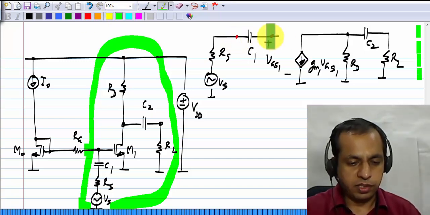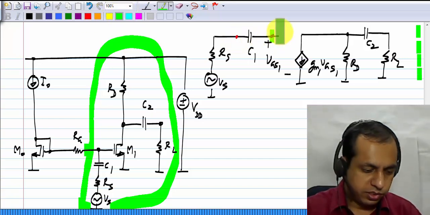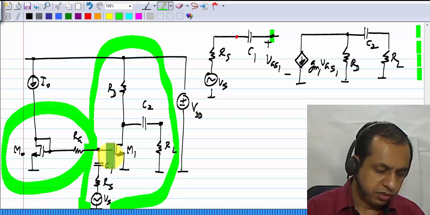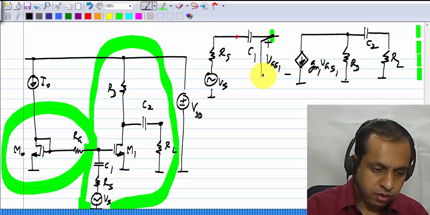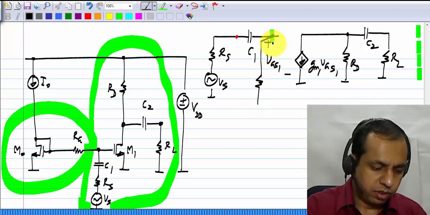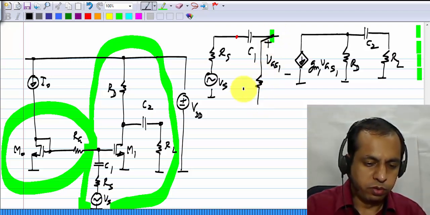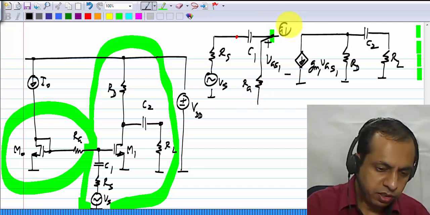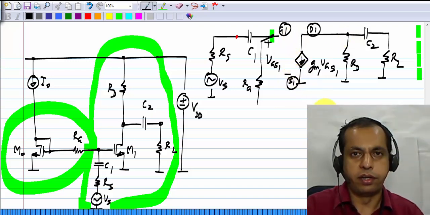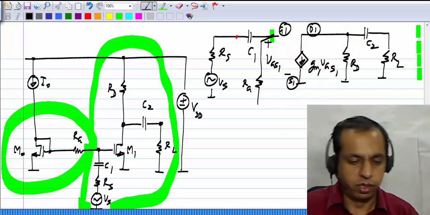Now we have something else connected to the gate of the transistor, that is this part of the circuit. What is that? From the gate of M0 to M1 we have RG. Let me also label these. This is G1, D1 and S1, meaning that they are gate, drain and source of the MOS transistor M1.